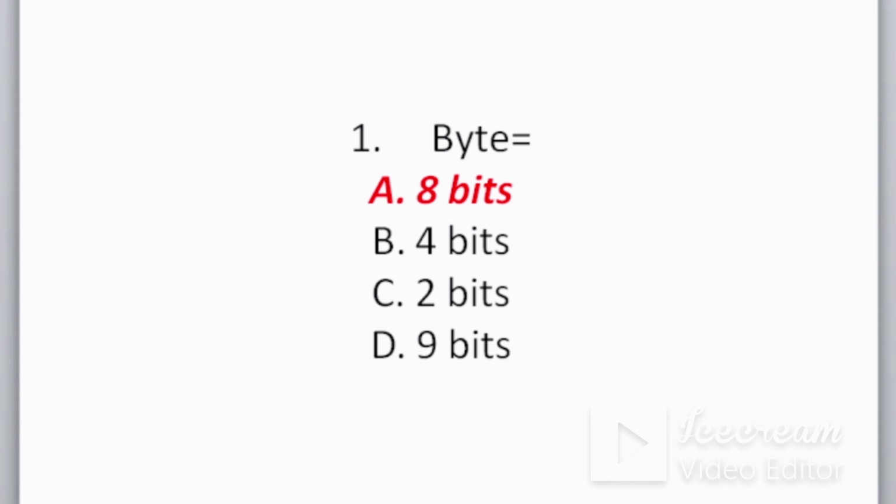1 byte is equal to: A, 8 bits; B, 4 bits; C, 2 bits; D, 9 bits. The correct answer is 8 bits.